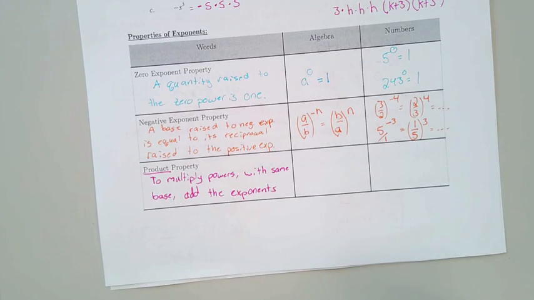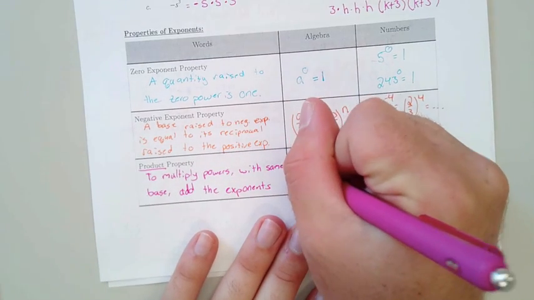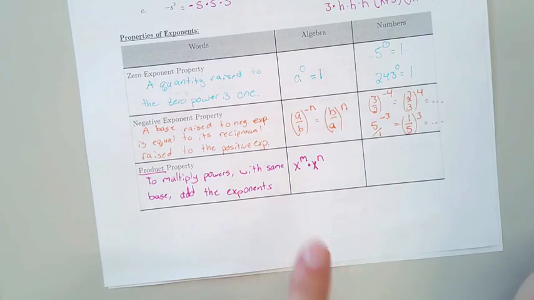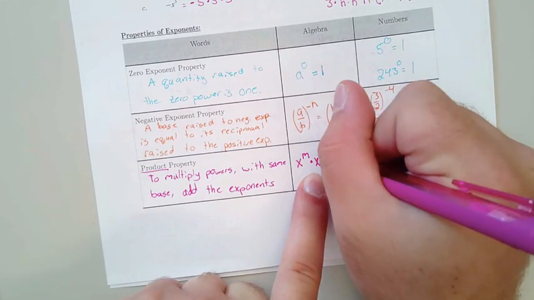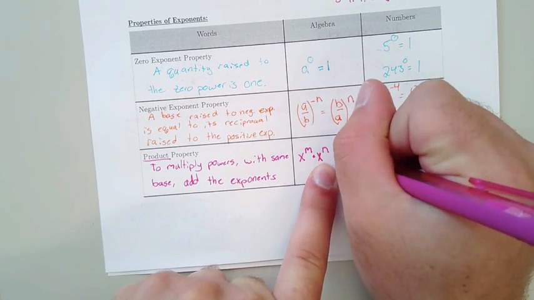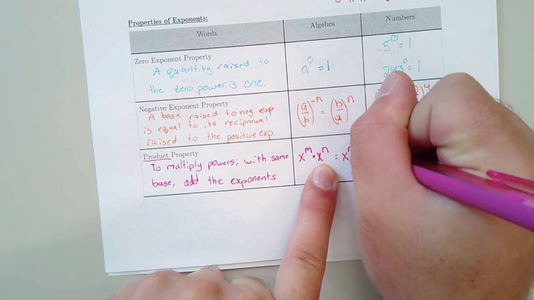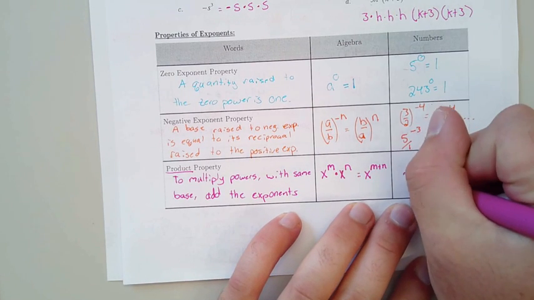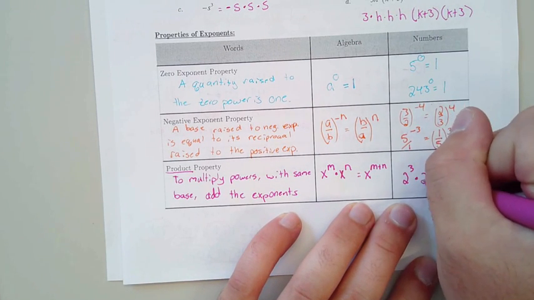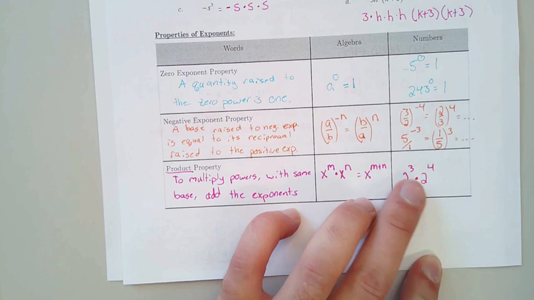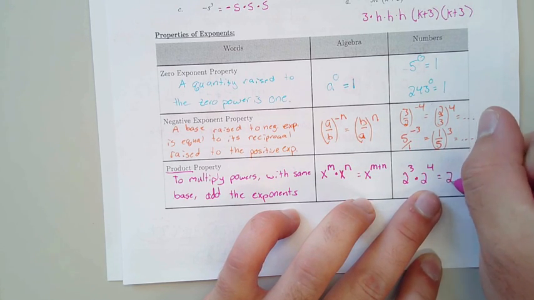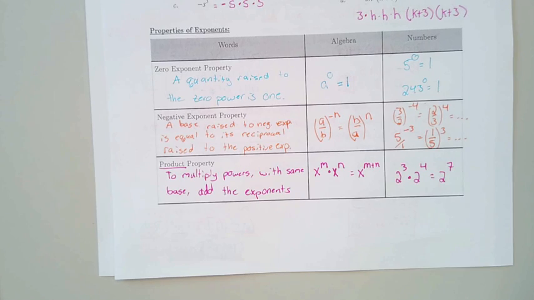Okay, so if I have the same base, I just add my exponents. So for example, I have x to the power of m times x to the power of n. My bases match because they're both x's, and I have these exponents that I would then add together to give me my new exponent on just that one base instead of 2 separate bases. So with numbers, it might be 2 to the 3rd times 2 to the 4th. Well, 2 to the 3rd and 2 to the 4th have the same base, so I just add the 3 and the 4, and this is now 2 to the 7th.